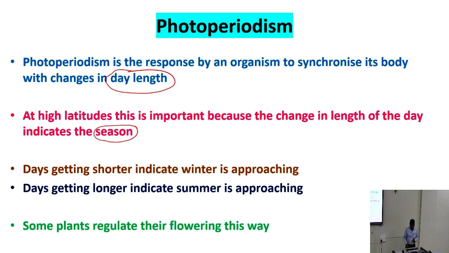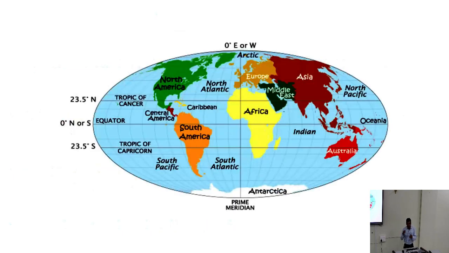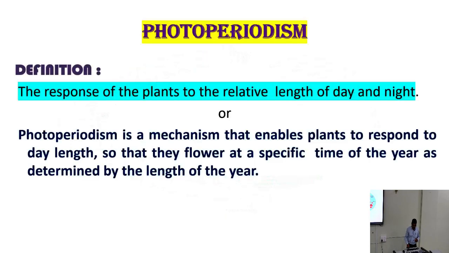Now, let's try to understand photoperiodism. Here, at the higher latitudes, we have this profound influence of light. It doesn't mean that in other latitudes the influence of light is not there on the flowering process of plants. But at higher latitudes, there is a profound influence. Now let's try to define what this photoperiodism is.